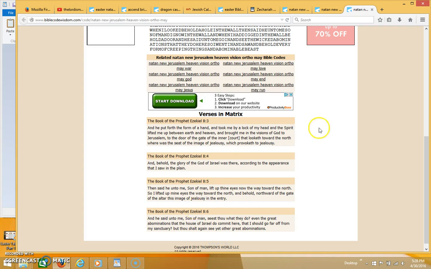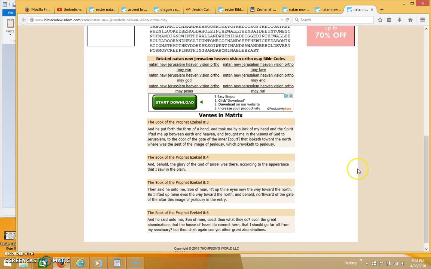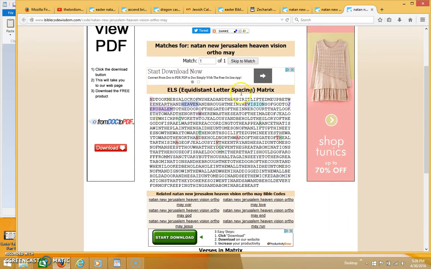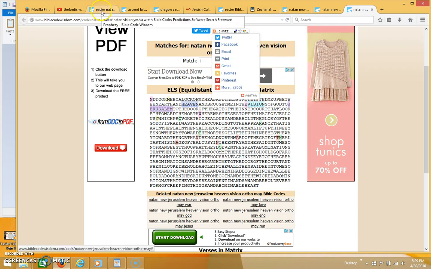So again, I think all of these codes clearly, in my mind, show the divine hand of God in these tables. All these occurrences cannot be random by chance or coincidence. It clearly shows the divine hand of God and his providence over his word. So I just thought I would share all these tables that are related to Natan and to Easter.